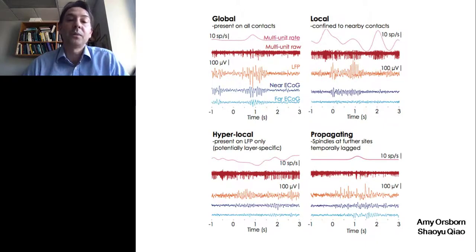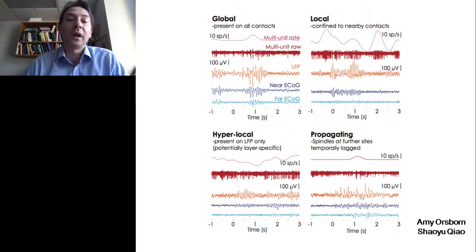And so on this slide, what I'm showing you are the different types of phenomena that we've observed, where we see signals which are present both on the spiking of the neurons, the field potentials inside the brain, and on the ECOG near and far. And that's in the global example. It's present on all the contacts we recorded from in this experiment at the same time.